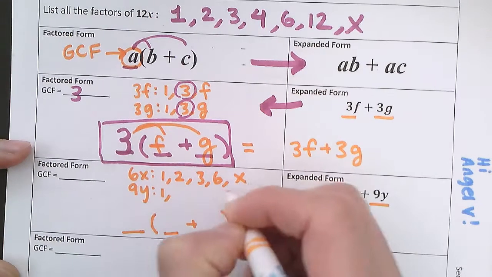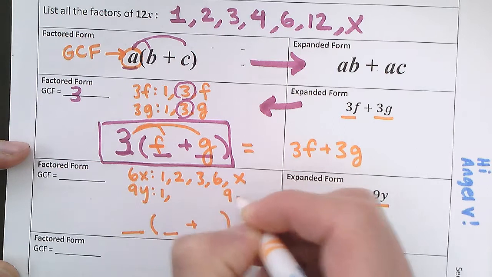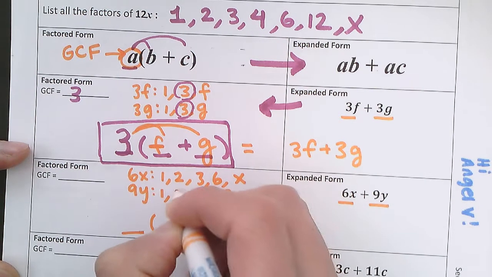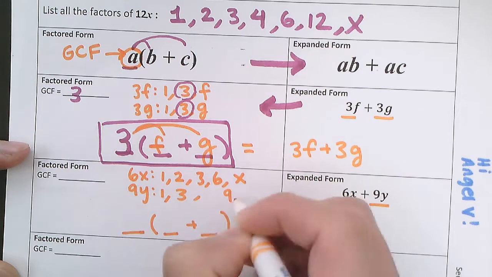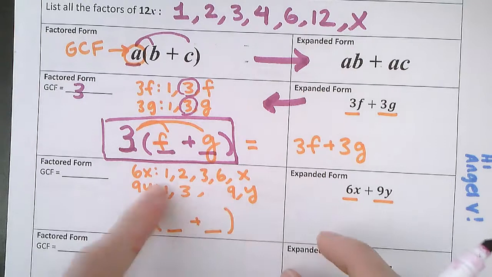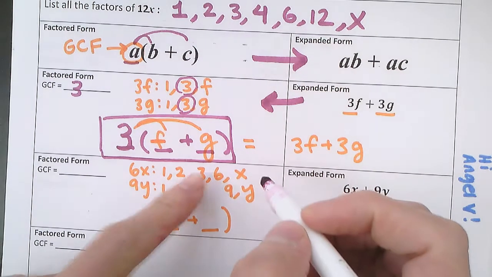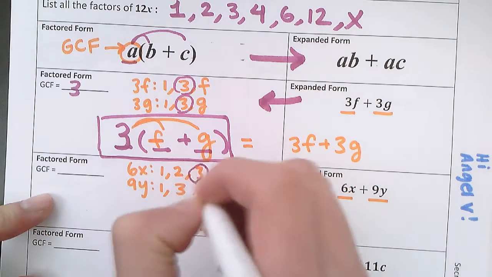Let's do 9y. 1 is always a factor. 9 divided by 1 is 9, so we're going to have 9. And 3, I can divide 3 into 9. All right, and then y, the variable, is also always a factor. So I check my two factors lists. What is the greatest common factor? Well, I have a 3 here and a 3 there. I think that's it. So 3 is going to be my greatest common factor.